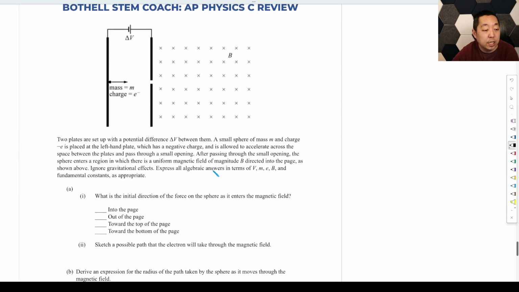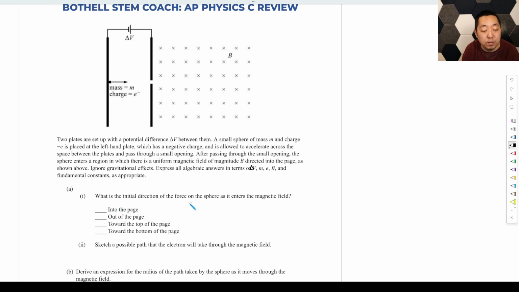Okay, let's take a look at another scenario of a magnetic field. Two plates are set up with a potential difference delta V between them. A small sphere, mass m, and charge negative e is placed in the left-hand plate, which has a negative charge. It is allowed to accelerate across the space between the plates and pass through a small opening. After passing through the small opening, the sphere enters a region where there's a uniform magnetic field directed into the page. Ignore gravitational effects, and express your answers in terms of delta V, m, e, B, and fundamental constants.